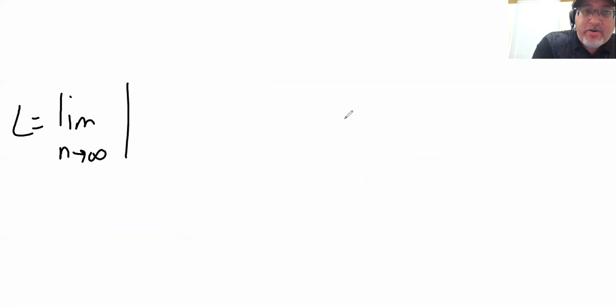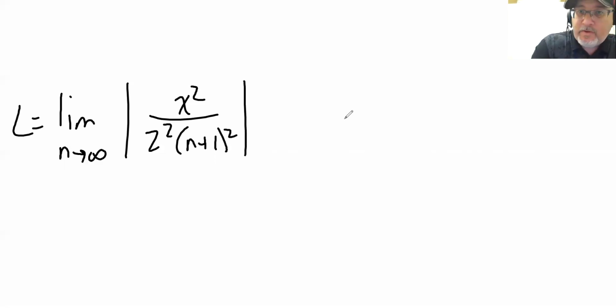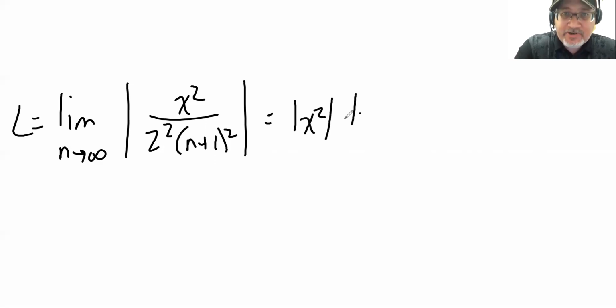All right, we got the limit as n approaches infinity. By the way, this is what our L equals, of the absolute value of x squared over 2 squared times n plus 1 squared. Well, the absolute value of the x squared is independent of the n, or rather vice versa. They're independent of each other. I can pull the absolute value of the x squared out because it has nothing to do with the n that we're taking the limit of.